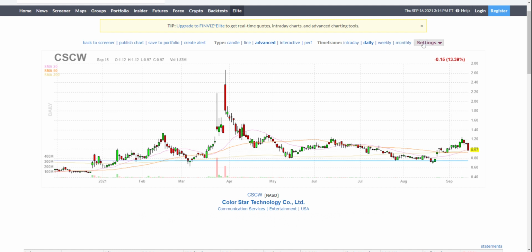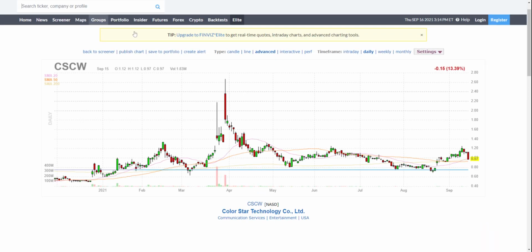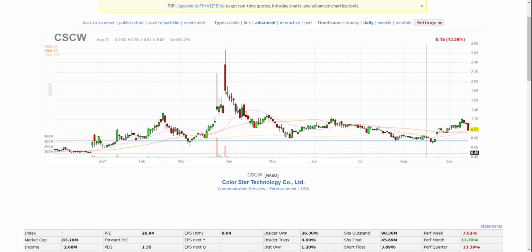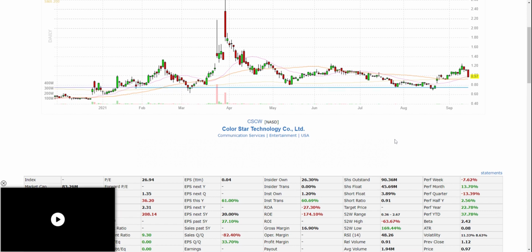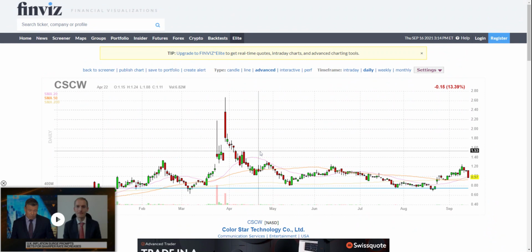We can basically go and click on settings. But with Finviz, you need to pay. It's around $25 a month. I'm not paying for that, because you can use the screener absolutely free, and it provides you with all the beautiful information on there.